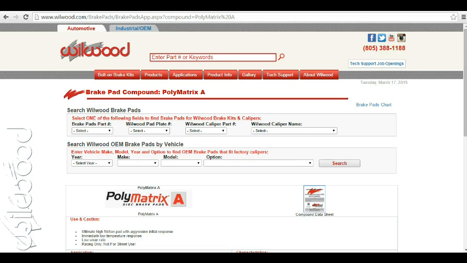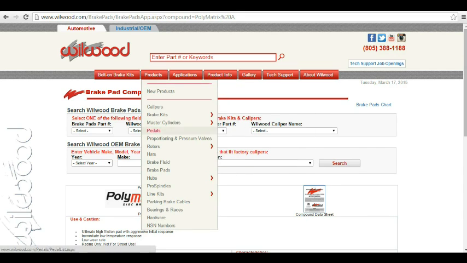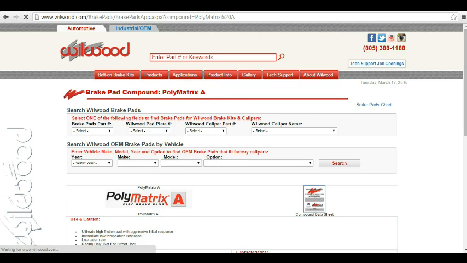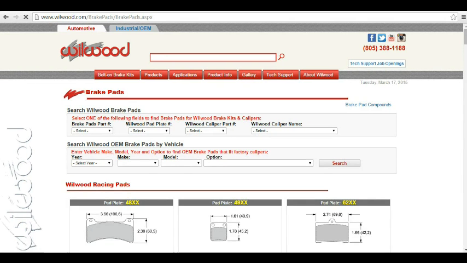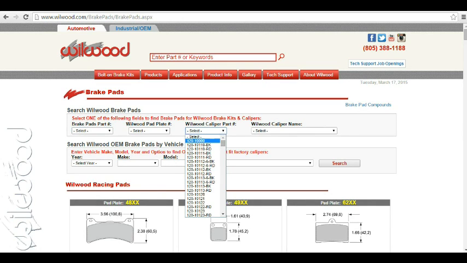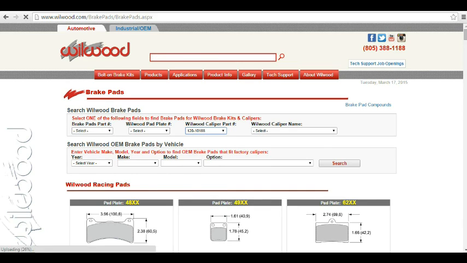So suppose if I go for a Dynalite brake caliper whose part number is 12010188, and I want to see the pad options that are available with it, then I just have to go to products, brake pads. Let's take an example of a caliper, like I mentioned, 12010188. It's over here, and then I'll go and click at search.